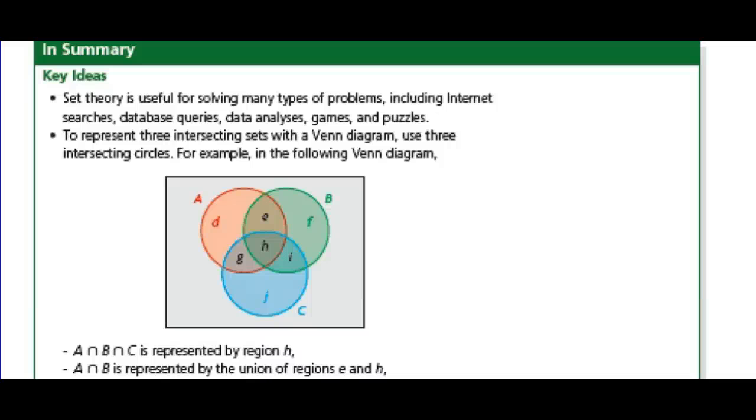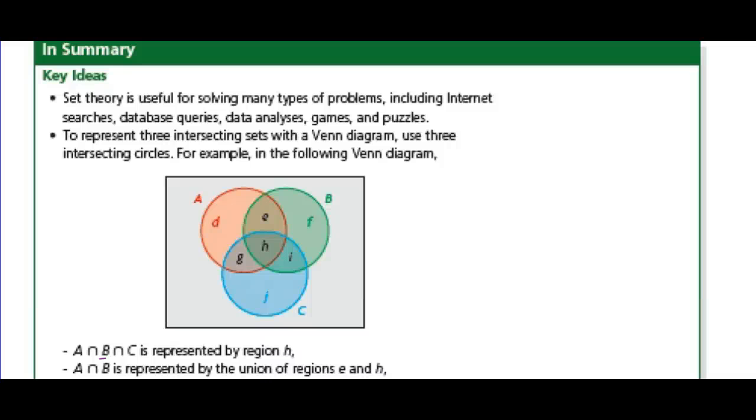To represent three intersecting sets with the Venn diagram, use three intersecting circles, for example, in the following Venn diagram. So A intersect B intersect C is represented by region H, right? This is the intersection of all three.